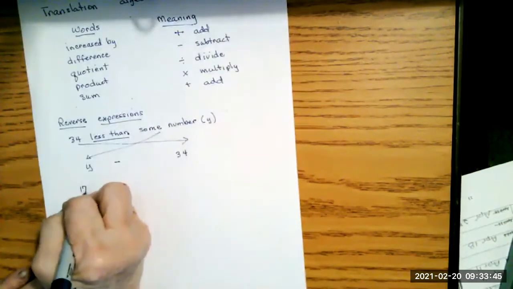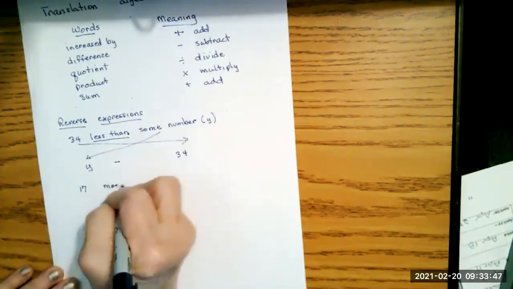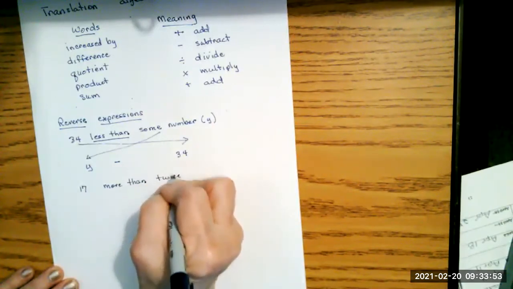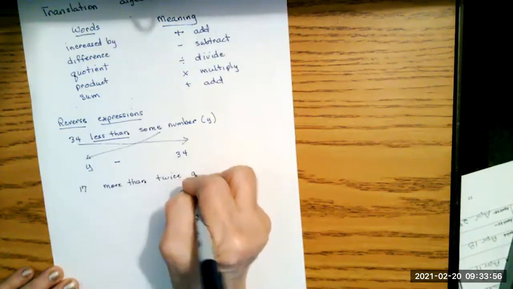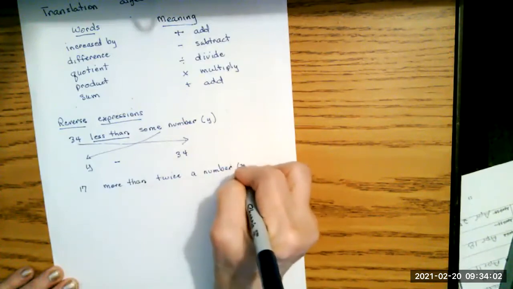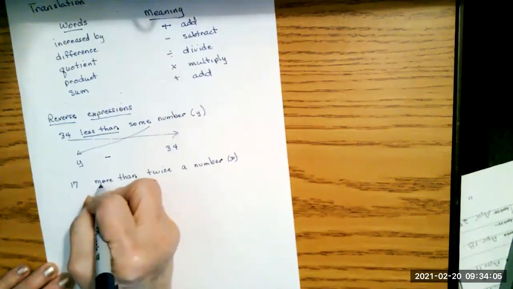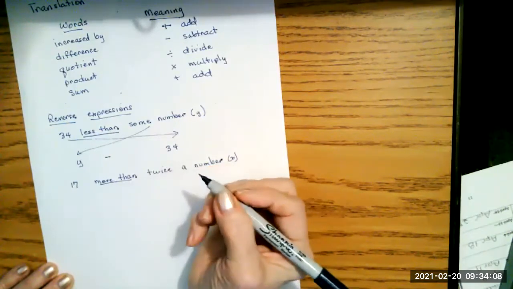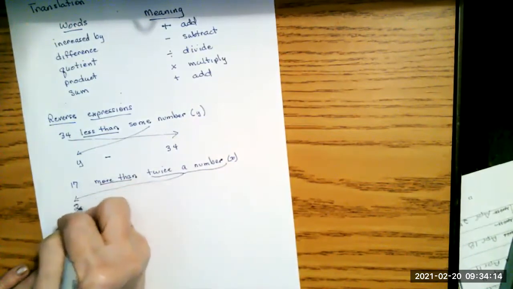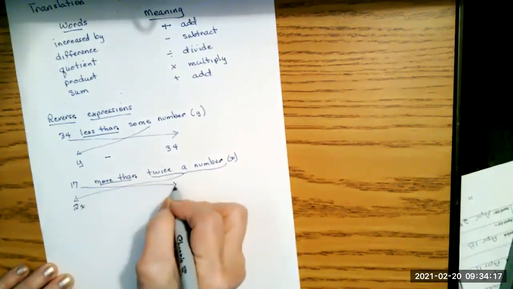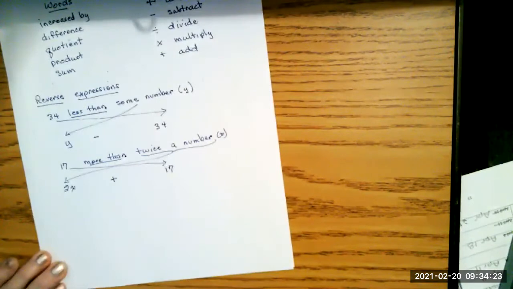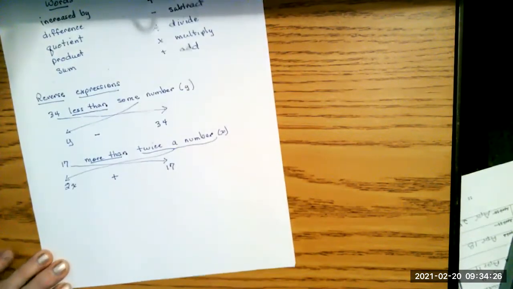Let's try another one. 17 more than. More than always reverses. Twice means 2 times. And we're going to let our number be x this time. More than's reverse. Twice means 2 times. So this part is going to come over here on this side and be 2x. And this part is going to come over here and be 17. And my more than will be plus. So we have 2x plus 17.